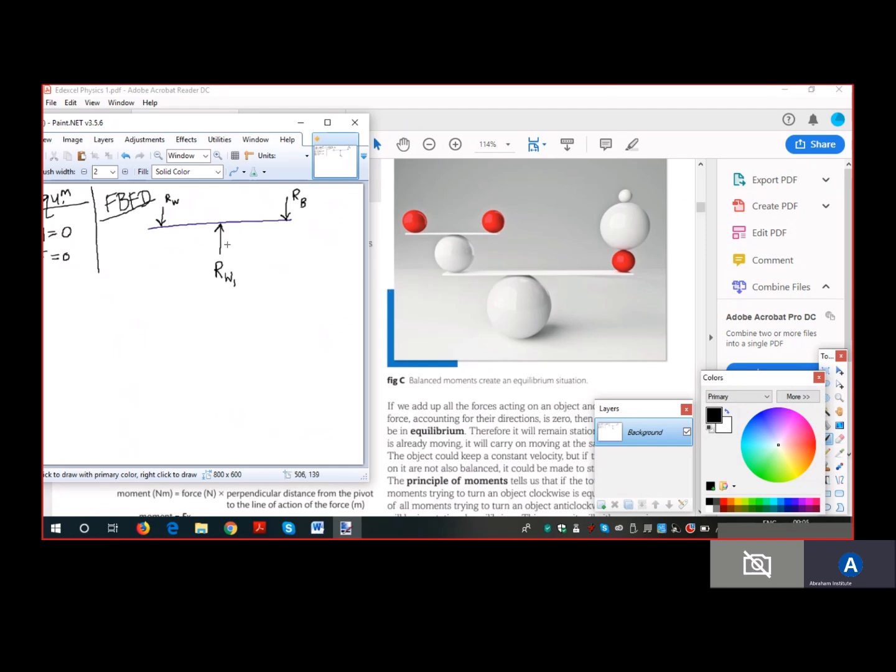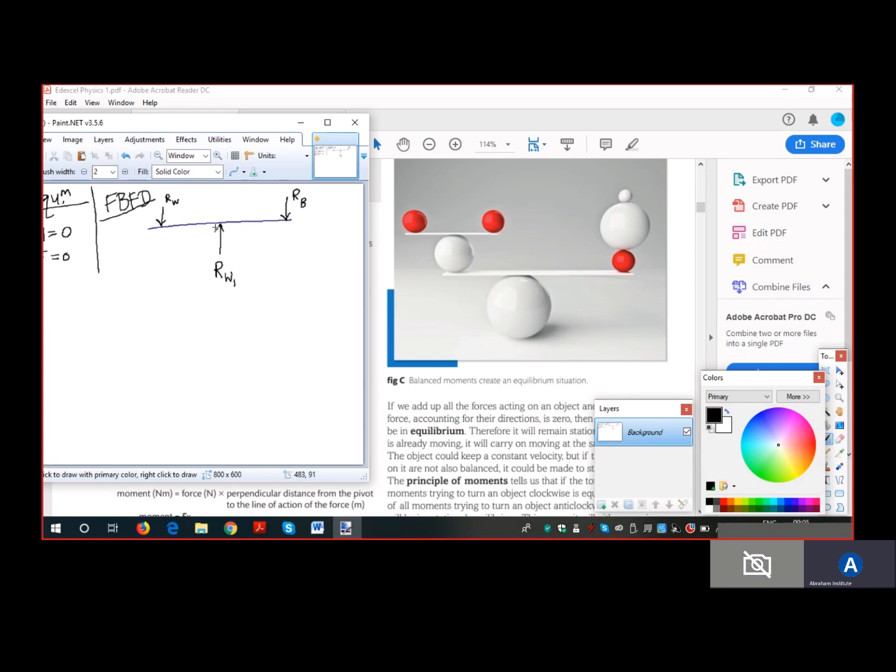All right, now if you take moments about this point, what will happen is the reaction force from the red ball. When you're taking moments about a certain point, you assume the object is fixed at that point, but it can rotate about that point. So you assume this plank is fixed at this point, but it can rotate. You can imagine there's a hole made here in the plank and there's a nail through that, so it can rotate like a seesaw.